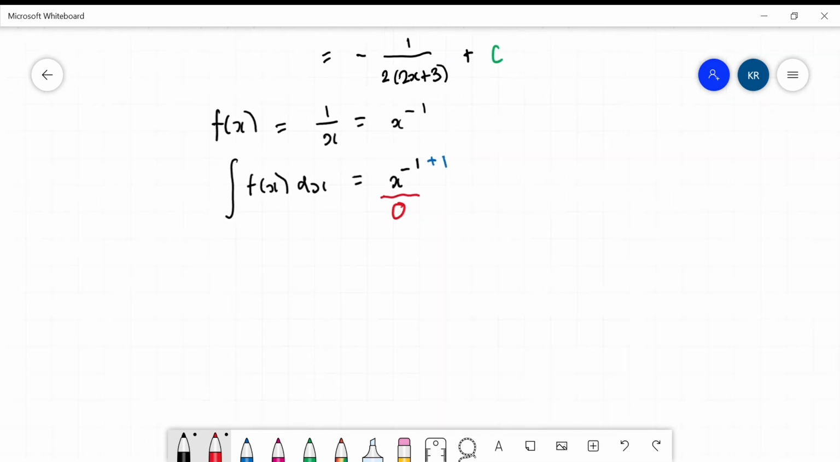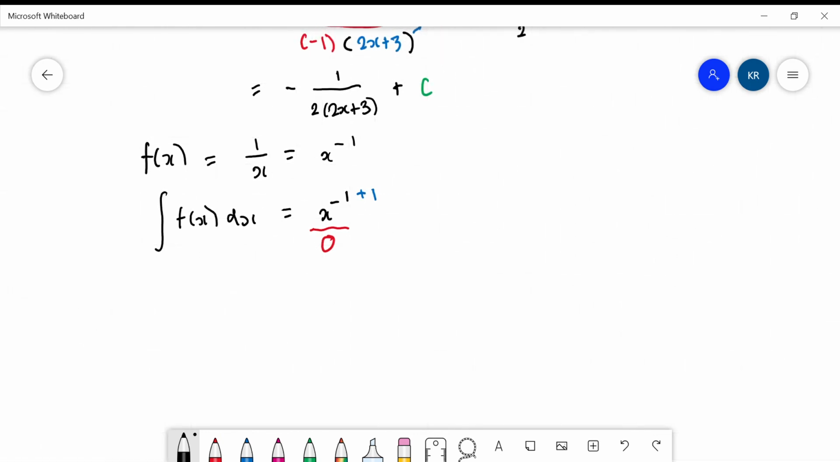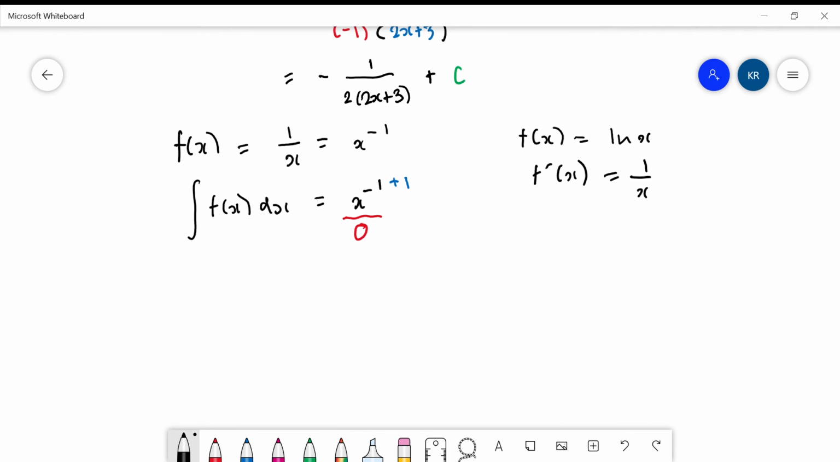So if you remember from differentiating, let's look at this function. f of x is equal to ln of x. How would we differentiate this? If we differentiated ln of x, we would get 1 over x. So therefore, integration is basically the opposite of differentiation. So if we are going to integrate 1 over x, it will then become ln of x.